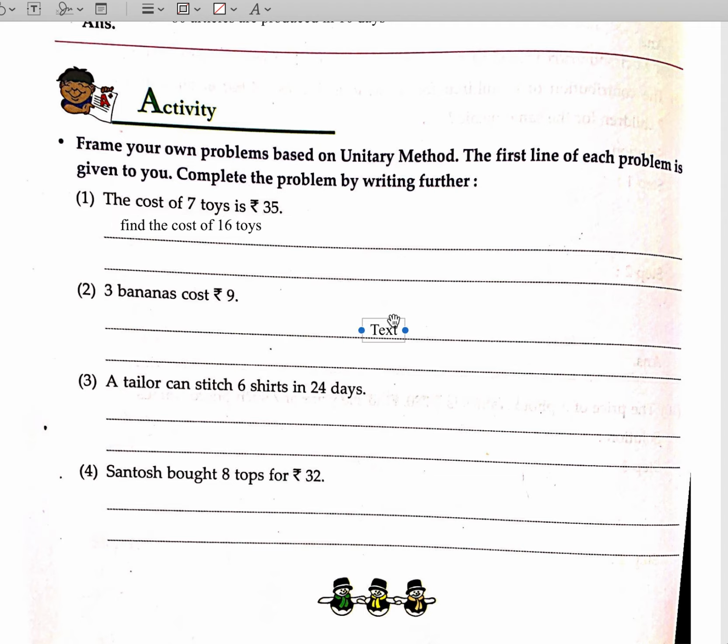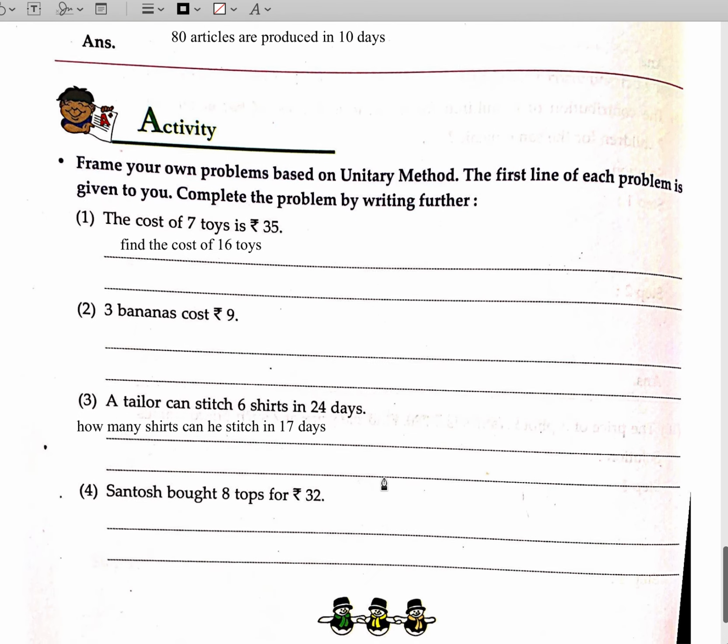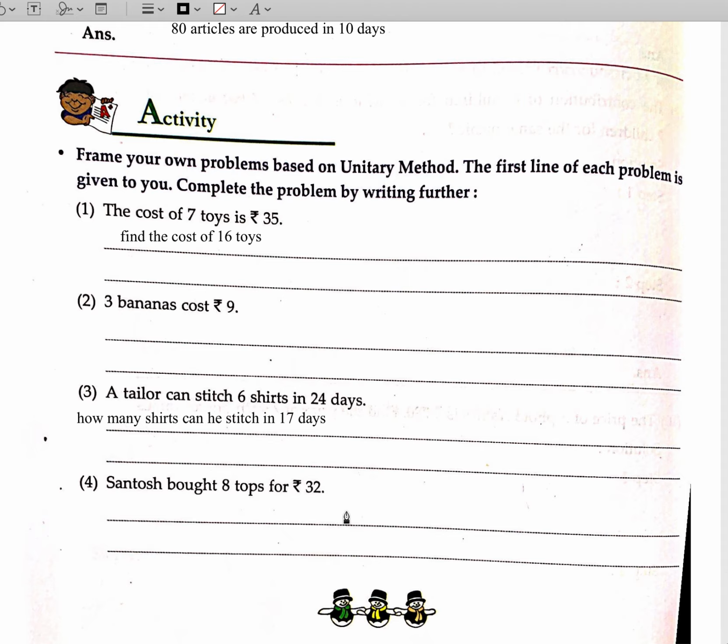Next we'll do the third one, which is: a tailor can stitch 6 shirts in 24 days. Maybe the next statement can be: how many shirts can he stitch in 17 days? With that, we have finished the 8th chapter, which is the unitary method.